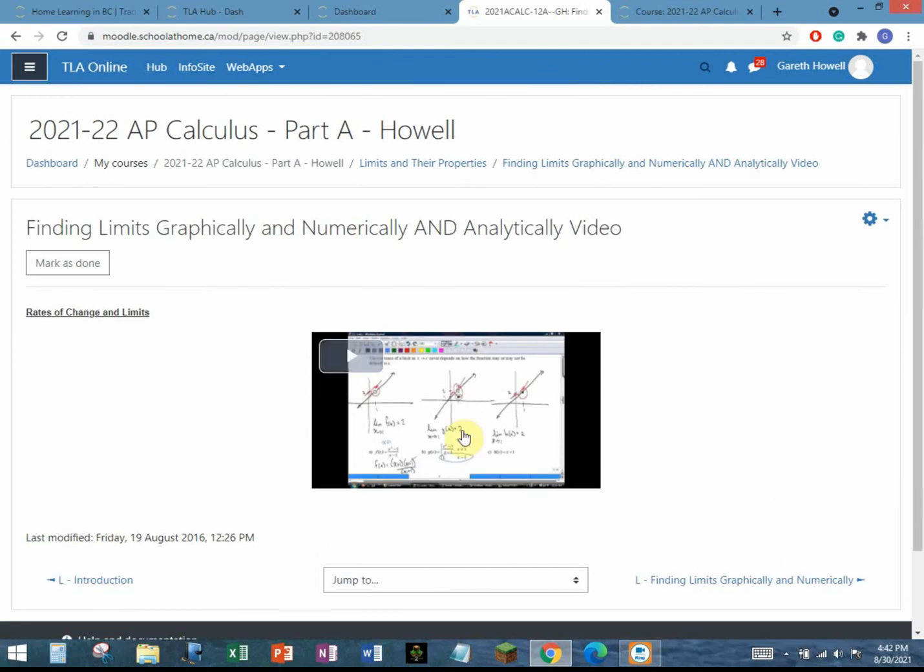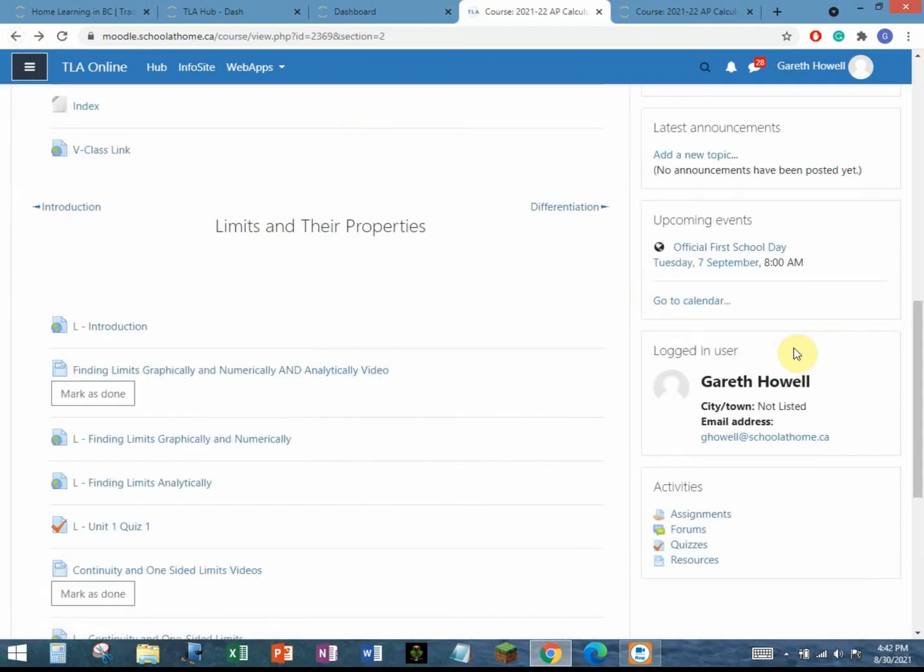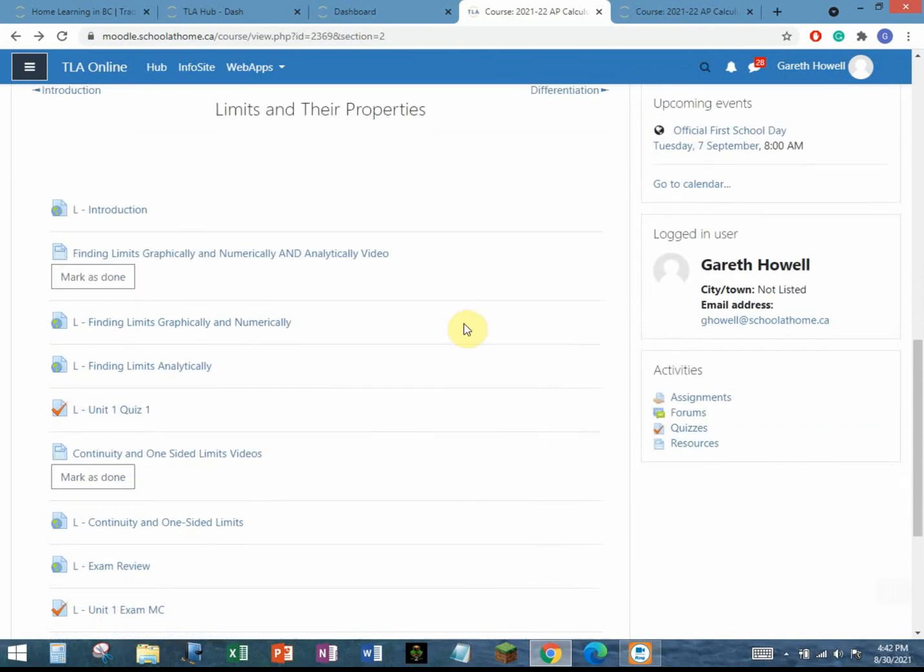So this is what I really want you to do: watch the videos, take notes in your notebook, and prepare yourself for the quizzes and the exams. Please follow the outline of the course, the way that it's presented to you. As you move through, just make sure you do each thing as it comes, as it appears.